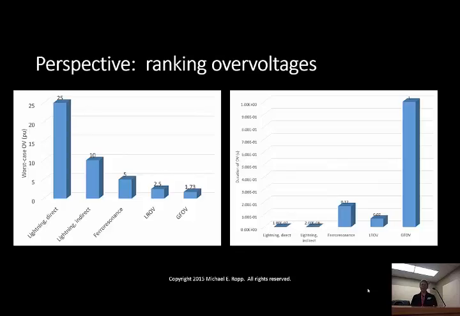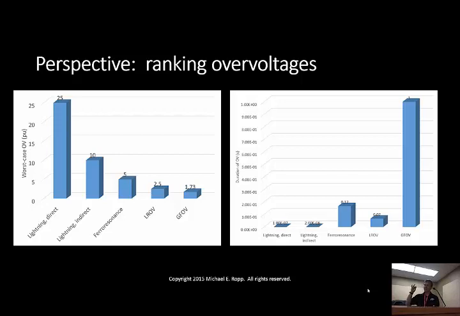Before we get into them in detail, I wanted to rank overvoltages a little bit to try to give us some perspective about how these different kinds of overvoltages stack up in terms of their severity. So the plot on your left shows the typical magnitudes of different overvoltage mechanisms. The plot on your right shows their typical durations. On the left, you can see the big tall one that sticks up to 25 per unit overvoltage. That's a direct lightning strike.